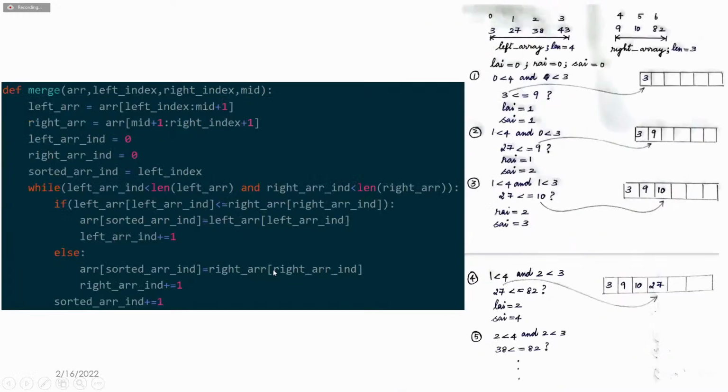Okay, so this is the code snippet for the merge function. Here, basically, we are finding the left array and the right array. In the second line, you can find left array is equal to array of left index to mid plus 1. This is performing slicing in Python. So let me show you how this slicing works.